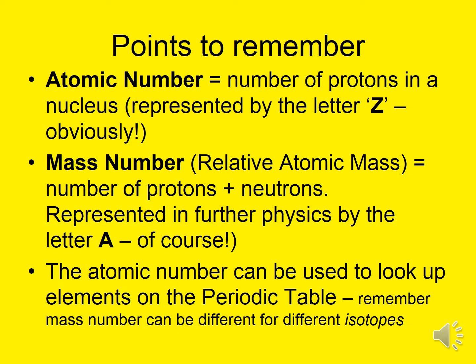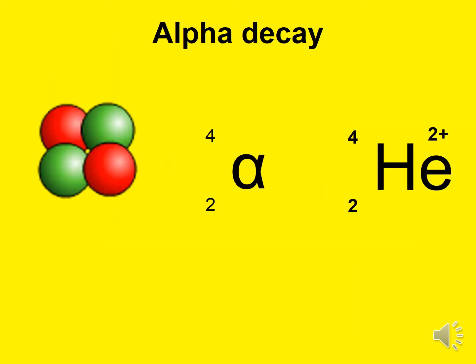The atomic number can be used to look up elements in the periodic table, and I'll have sent you a copy of the periodic table if you haven't got one to hand, because we'll be looking up certain elements. It's the atomic number that tells us what it is. Mass numbers can be different, because as we know, there are different isotopes of the same element. But when we look things up, we just look for the atomic number, and if the mass number is different, it doesn't matter. It's the atomic number that tells us what element we're dealing with, or what we've produced.